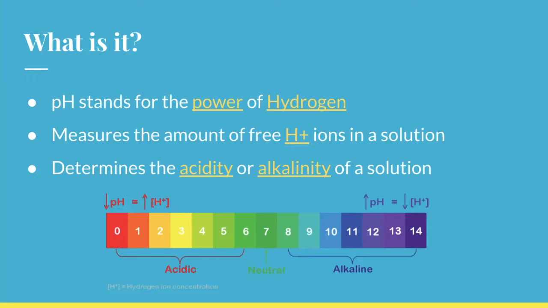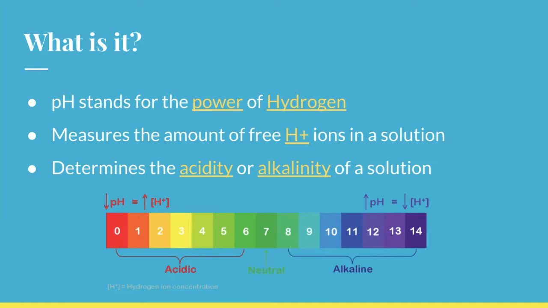And so we learned about hydrogen being an element on the periodic table. And when hydrogen has a plus sign with it, it's considered a hydrogen ion. So it's a positive hydrogen ion. And the different solutions that we consider acidic or basic or alkaline are going to either have a lot of hydrogen ions or a few hydrogen ions dissolved within it. So that's what determines whether something's acidic or alkaline.